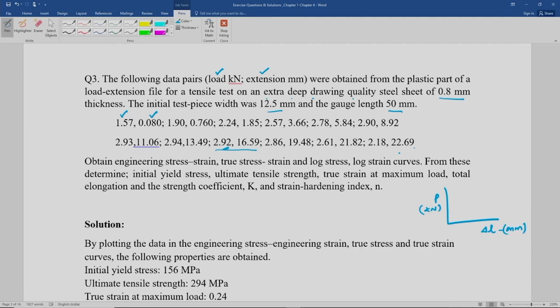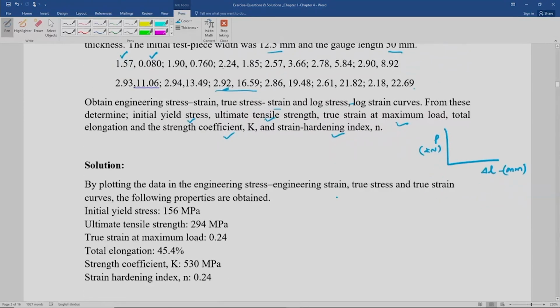So, basically you have to get the engineering stress strain behavior, true stress strain behavior, then log stress, log strain curves. And from this you can get yield strength, UTS, true strain at maximum load, and then your K and N. This is a typical test data you have, and from here you can get all the data. We have just roughly calculated it.